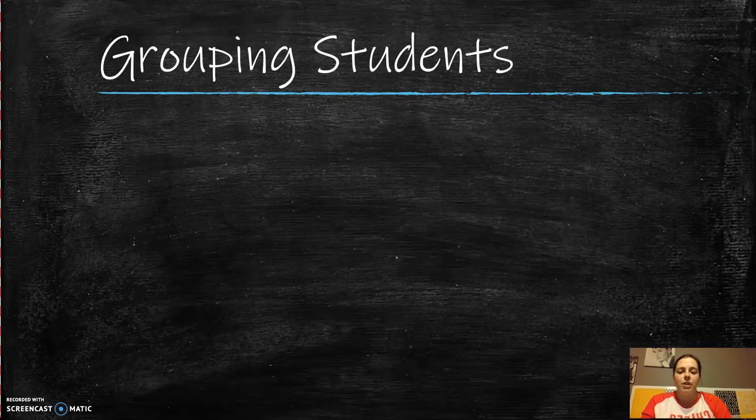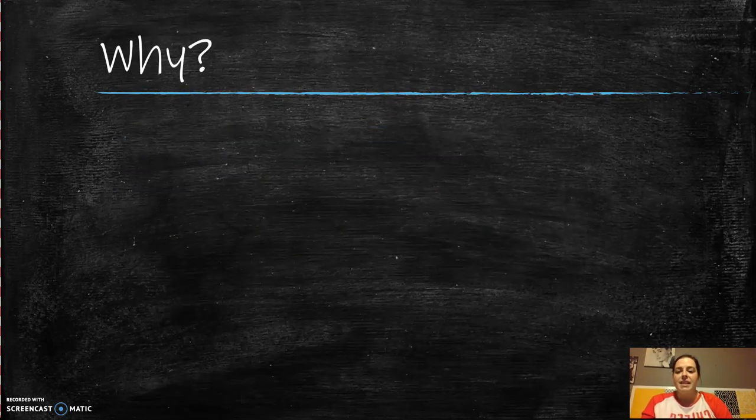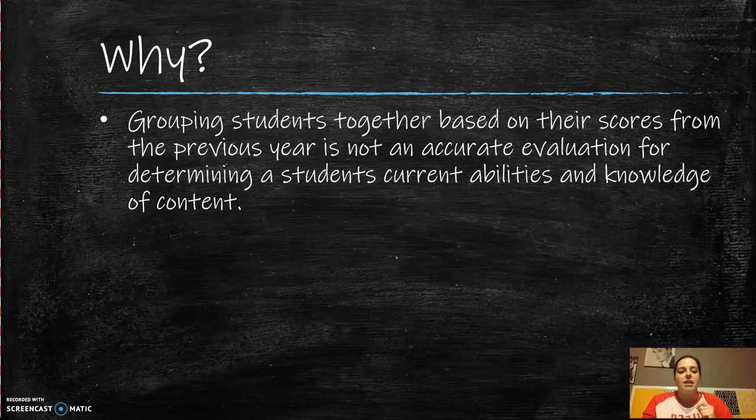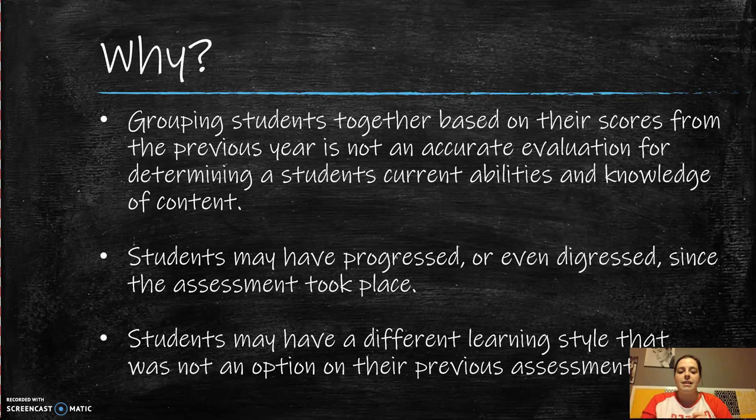Next, we have the grouping of students. Grouping students at the beginning of the year based on their previous year's achievement is not considered differentiated instruction. This is because it's not an accurate evaluation for determining a student's current abilities and knowledge of content. A student may have progressed or even digressed since that assessment has taken place from last year. And some students have different learning styles that are not necessarily an option to use on the original assessment that they had taken.